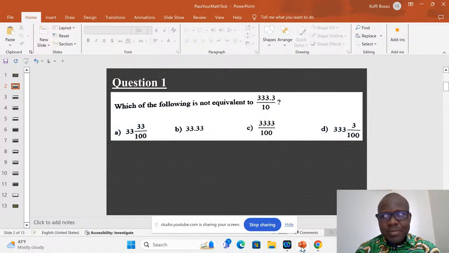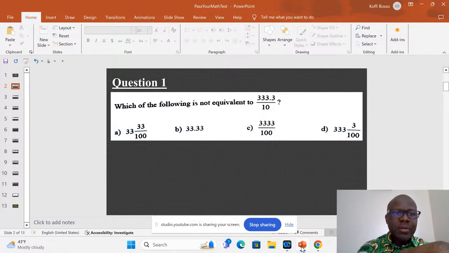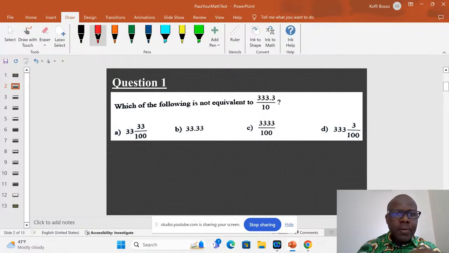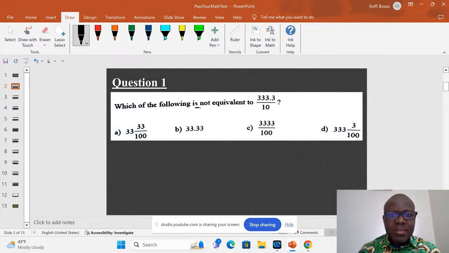Question number one. Which of the following is not equivalent to 333.3 divided by 10? First of all, solving a math problem, you have to read the question carefully and underline the keyword. So let's see. Here, they say is not equivalent. That is very important. But what is 333.3 divided by 10?